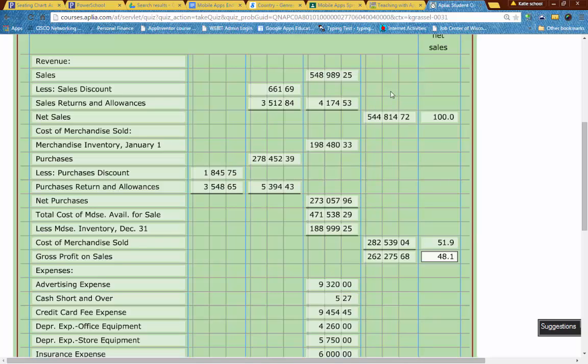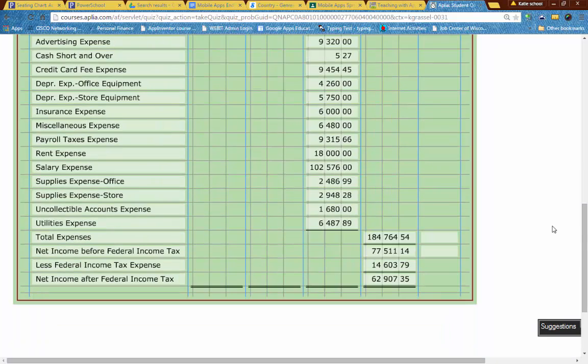So we're going to scroll down. Everything is always divided by sales. So every spot you have here, you're going to need to divide by sales. So I have my total expenses. I'm going to take 184,765 and divide by 544,814.72. And what does that tell me? What is my percentage? 33.9. So for every dollar sold, 33.9 cents covers my expenses of running my business. So we're not really making a lot of net income here.